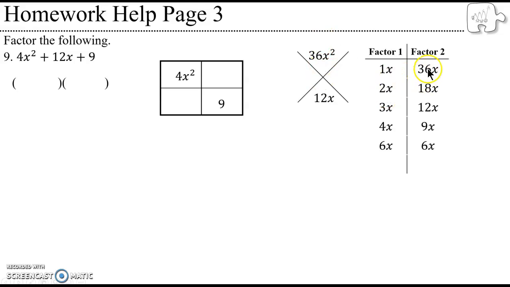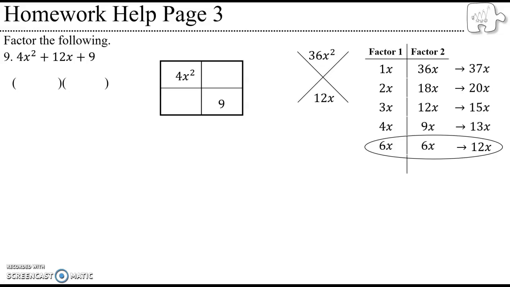Here are all the numbers that multiply to 36x squared. We could have 1x and 36x, which gives us 37x. 2x and 18x gives us 20x. 3x and 12x gives us 15x. 4x and 9x gives us 13x. 6x and 6x gives us 12x. That's what we wanted. So we're going to fill in a 6x and 6x right there, which also means that these two missing boxes are both going to be 6x.